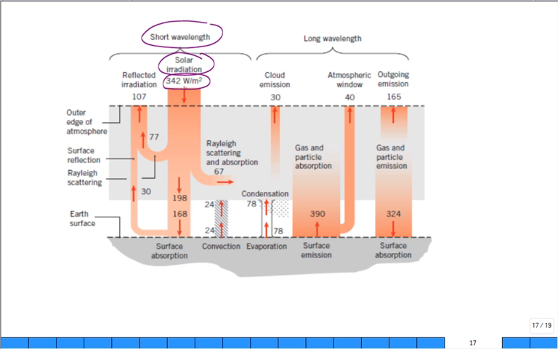What happens when it comes in? Well, a number of things happen. A lot of it gets back out. Some is absorbed, and then you have surface emission, and then that goes out, cloud emissions go out. But you have to have a net balance. Otherwise, what's going to happen? You're going to bake the Earth.